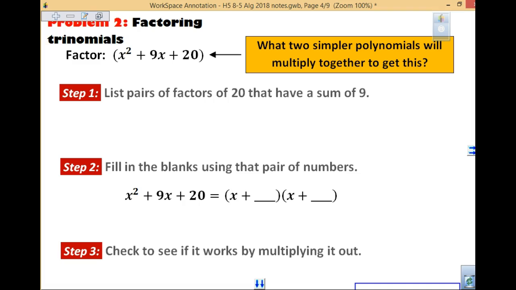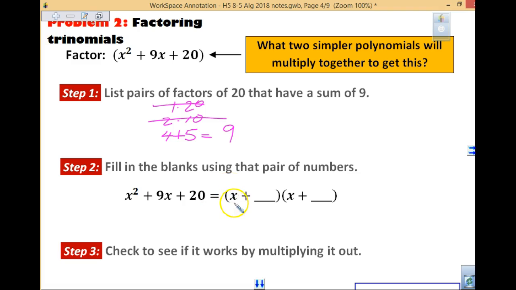So we start with factors of 20. We might go with what? 1 and 20? We might go with 2 and 10. We might go with 5 and 4, 4 and 5, and they have to sum to 9. This one does not work, this one does not work, this one does. It sums to 9, okay? Once we find that pair, we break down this trinomial into 2 binomials, okay?